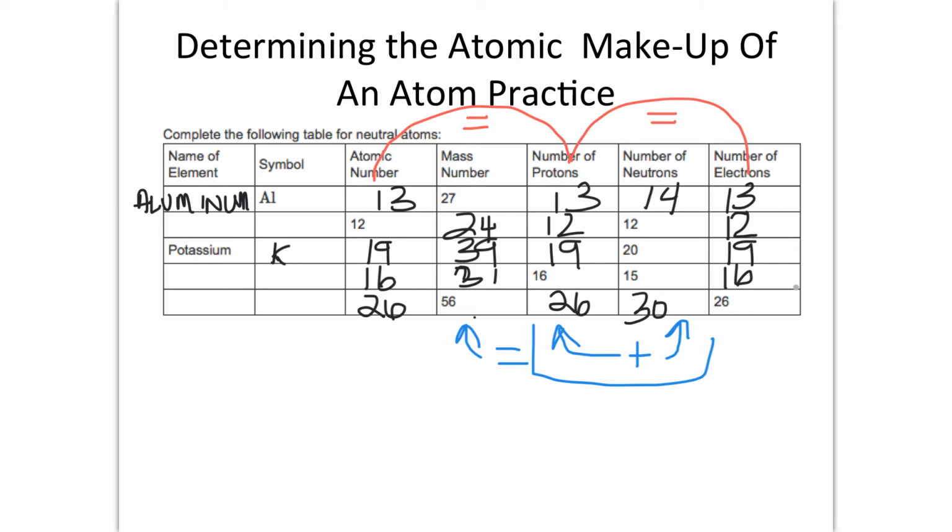Okay, so we're not quite done. We've got a couple more empty boxes, but we have all the critical information we need to figure those out. Now we can just look on our periodic table and look up what atomic numbers match what particular element.